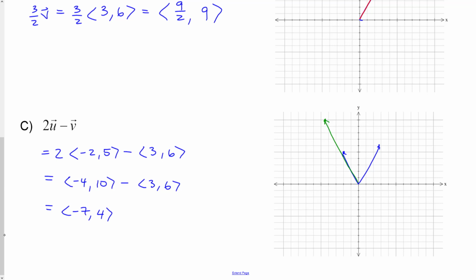Okay. And then in green, I'm going to put the negative of vector v. So -3, -6. So -3, -6 should be about right there. So same direction, just opposite, just pointed opposite. Now in red, I'm going to do the resultant. So -7, 4. So -7, +4 is going to be about right there.